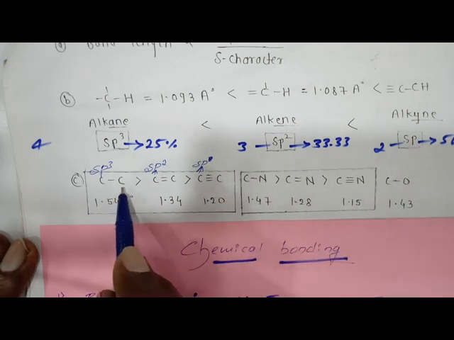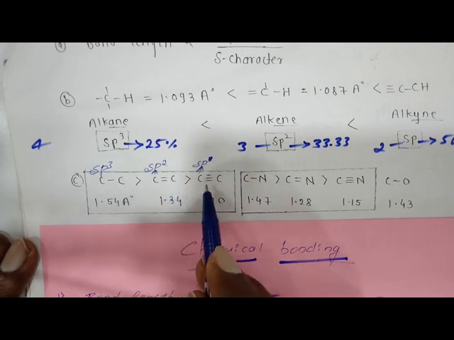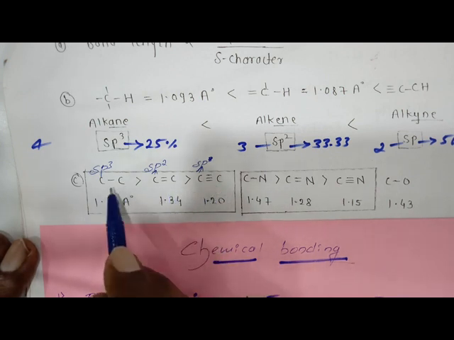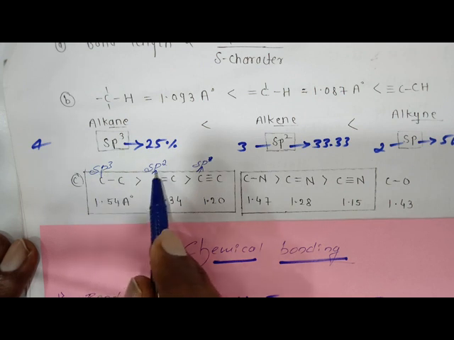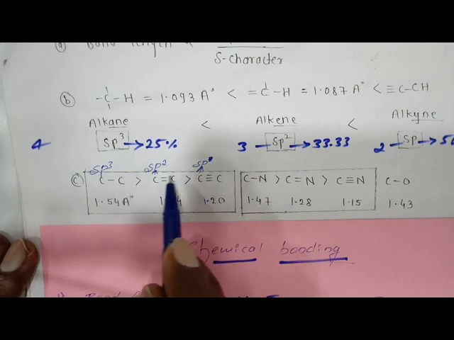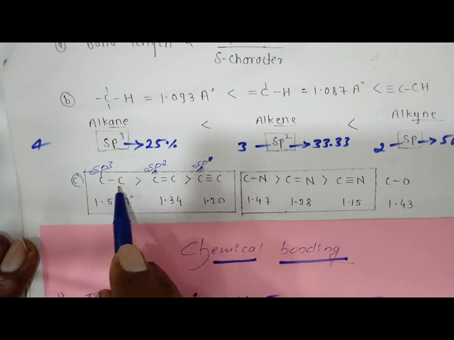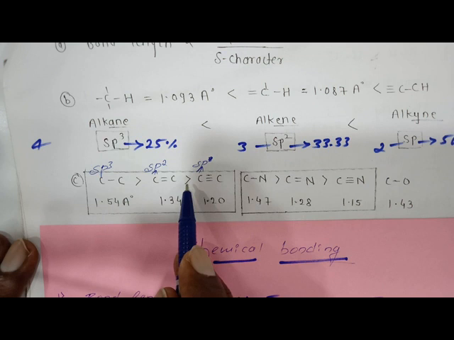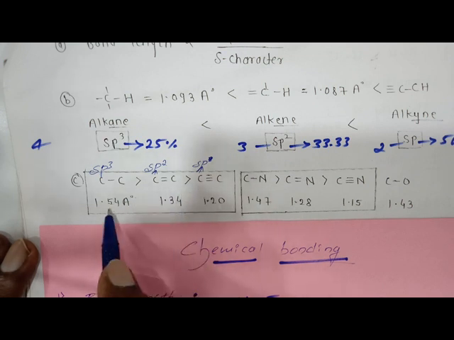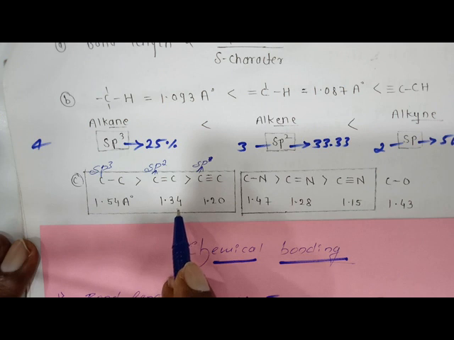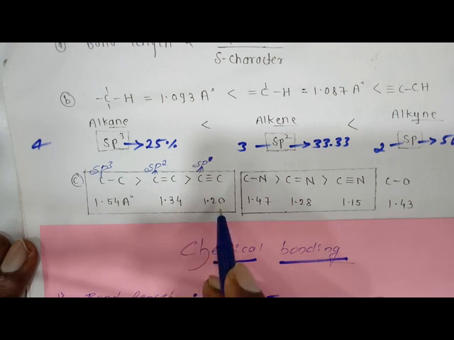So again, as we move from the carbon-carbon single bond to the double bond to the triple bond, what happens? Hybridization changes from sp3 to sp2 to sp. As this happens, the percentage of S character increases. As the percentage of S character increases, students, there is a decrease in the bond length, as we see here: 1.54 angstrom, 1.34 angstrom and 1.20 angstrom.